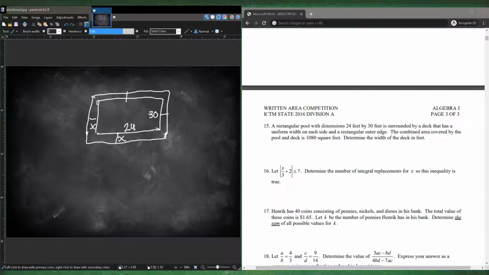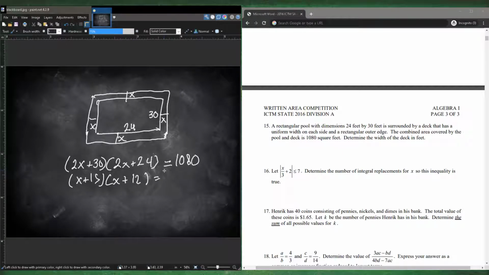Okay. So the combined area of the pool and the deck is 1,080 square feet. Determine the width of the deck. So we need to find x. That means x and x here, and x over here. So 2x plus 30, and then x plus x, that's 2x plus this 24. That's the total width and total height. Multiply them together and they should give your area, which is 1080. Since they're all divisible by 2, let's divide by 2 here and divide by 2 here. That means we need to divide by 4 on the other side. So x plus 15, then x plus 12.